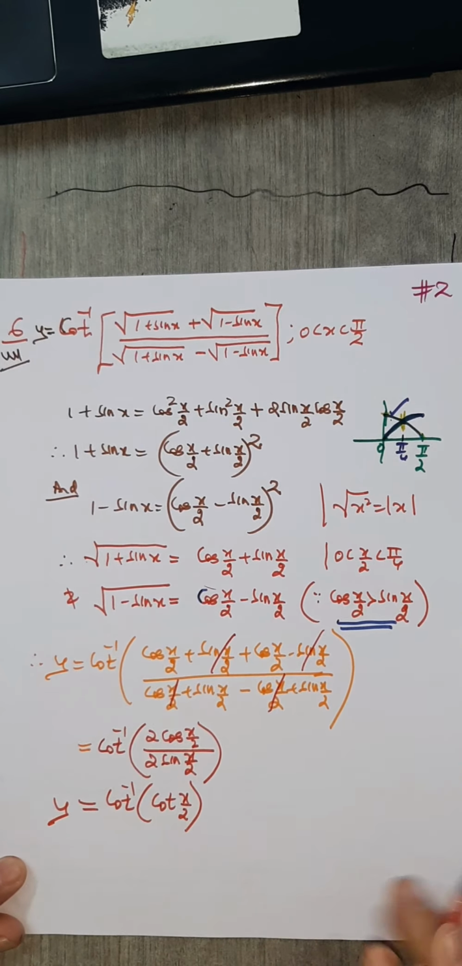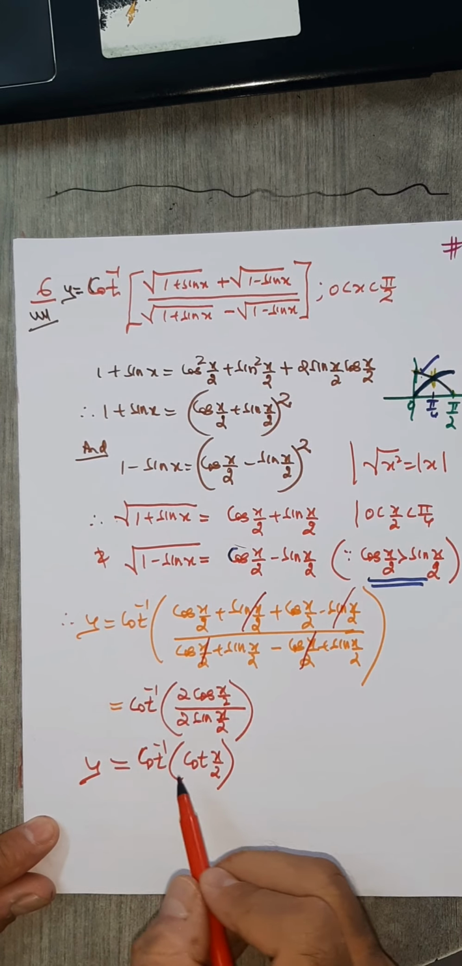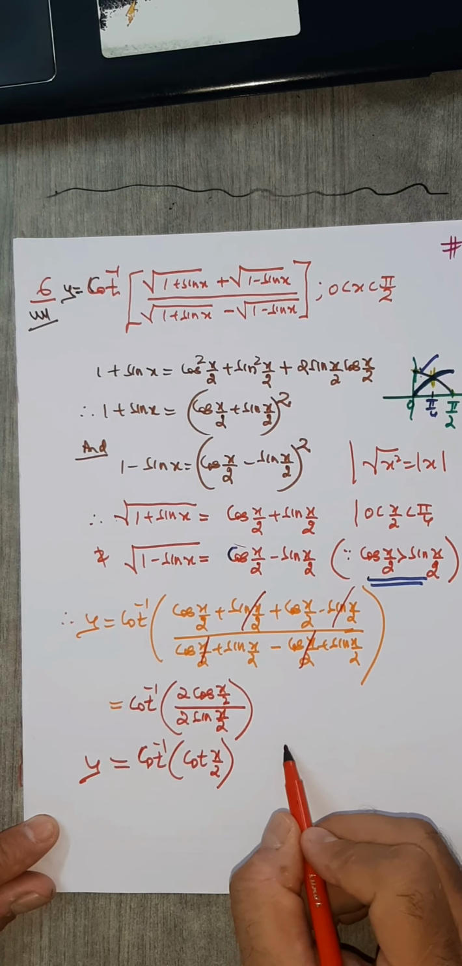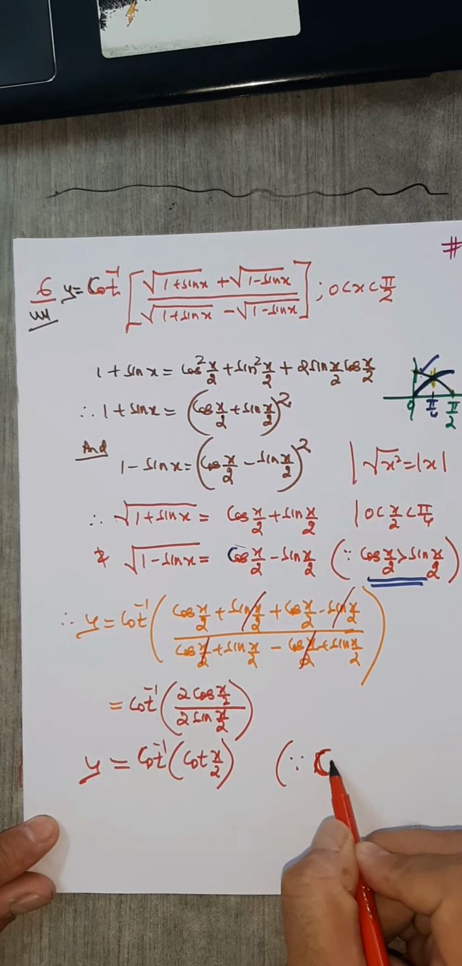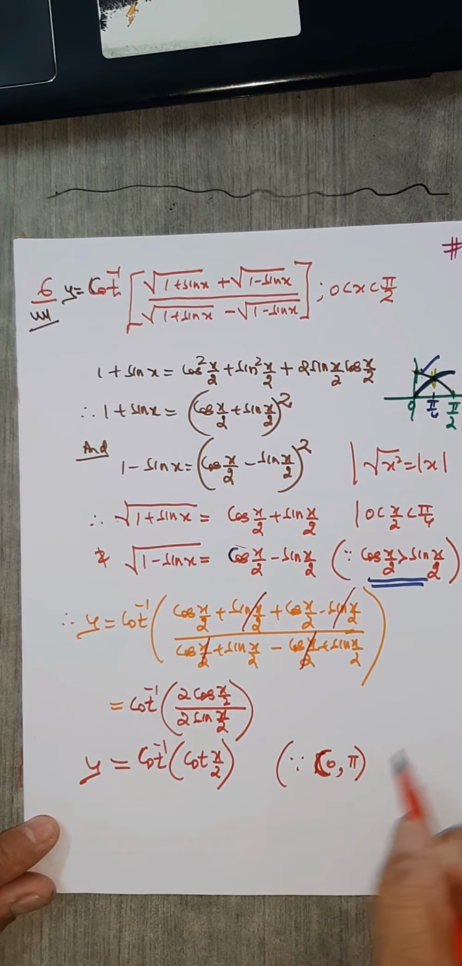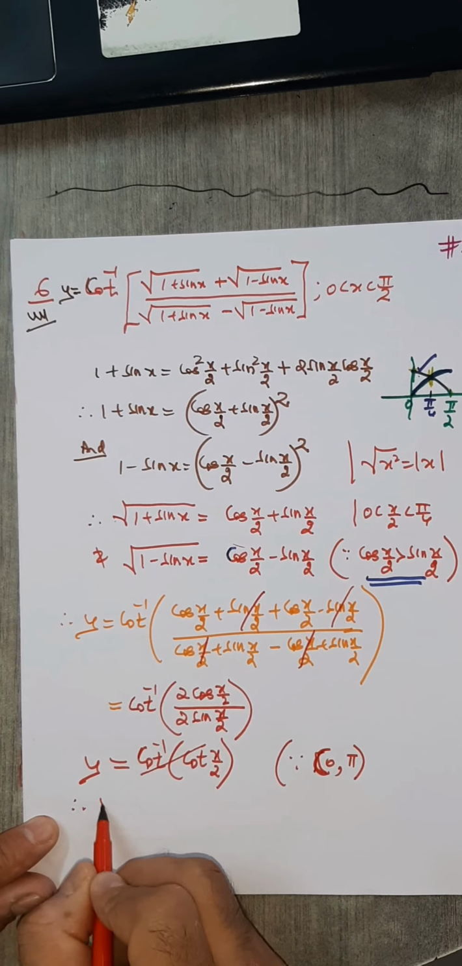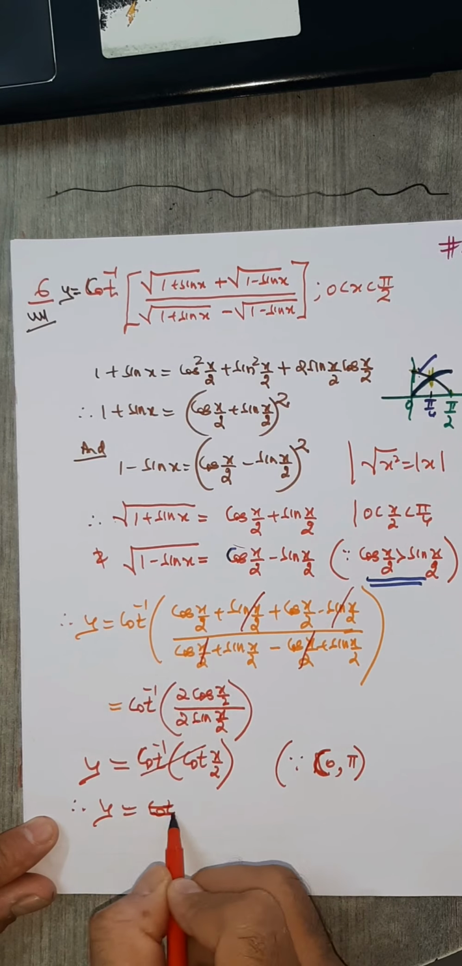y equals this. Now you know that the domain of cot inverse is 0 to pi, if you remember. The domain of the cot function is open 0 to open pi, and here you have 0 to pi by 2. So you can cancel this 2. Therefore y equals cot, this is just x by 2.